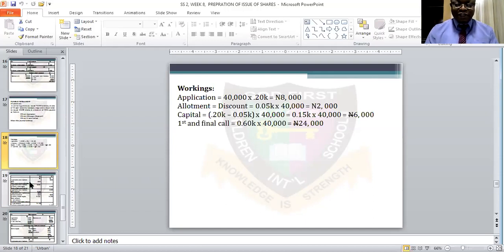The first and final call. First and final call is 60 kobo. How do you get 60 kobo? 60 kobo is divided by 100 kobo, so 100 kobo make 1 naira. That will give you 0.6. Multiply 0.6 by 40,000 ordinary shares. That will give you 24,000 naira. So let us look at the journal entries as well.